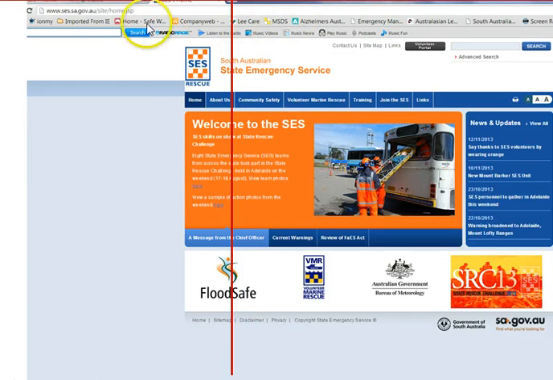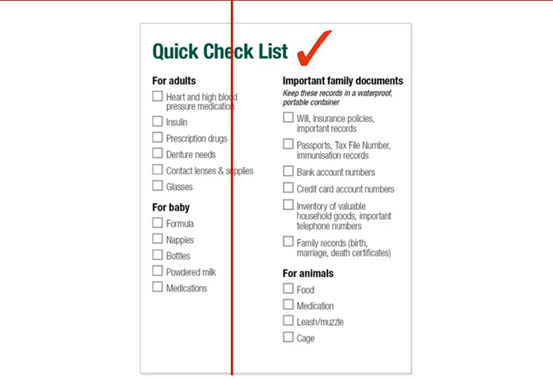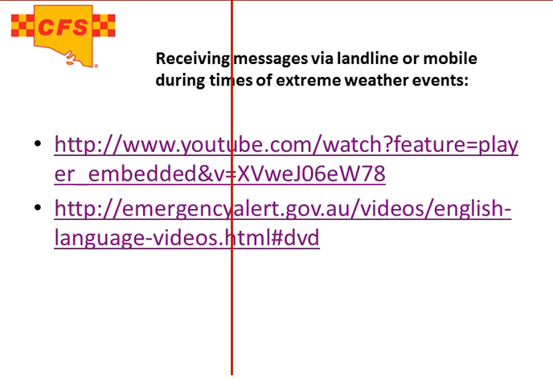Okay, so last session I went through the fact that the SES website was really useful. I'm not sure what the red line is, we'll worry about that later. The fact that there was an emergency storm kit and some checklists.